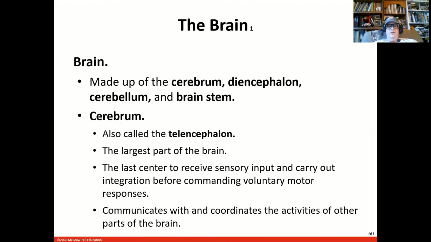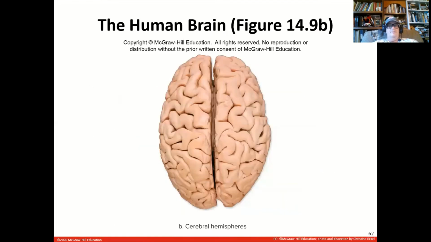We send sensory information in there and do integration before we do voluntary motor response, and it communicates with the other parts of the brain. That's great.